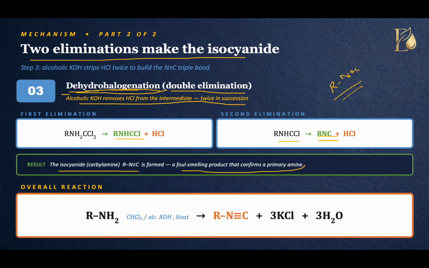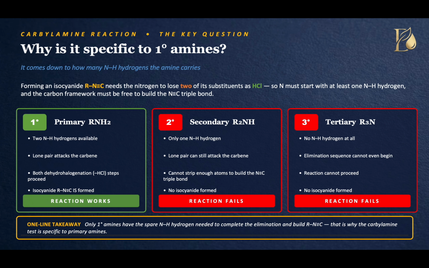Now we can look at why secondary and tertiary amines do not give this reaction, why it is specific to primary amines. Basically we can see the difference between primary, secondary and tertiary amines. Primary amines have 2 hydrogen atoms and 1 alkyl group attached to nitrogen, but in secondary there are 2 alkyl groups and only 1 hydrogen atom, and in tertiary there are 3 alkyl groups and no hydrogen atom. So to form an isocyanide RNC, it needs nitrogen to lose 2 of its substituents as HCl.